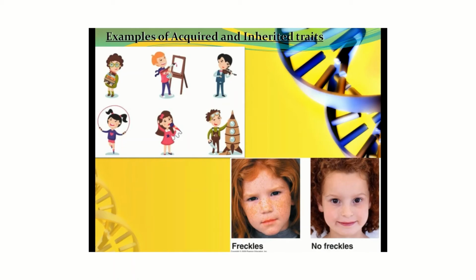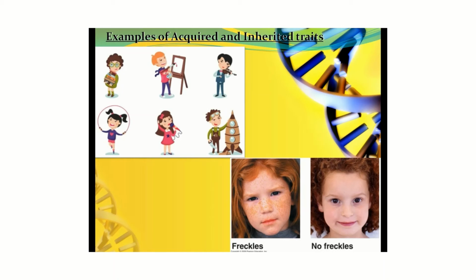Now, because they are getting passed to the progeny, inherited traits can actually direct evolution of new species, whereas acquired traits will never direct any kind of evolution of new species. Now we'll see some examples of acquired and inherited traits.